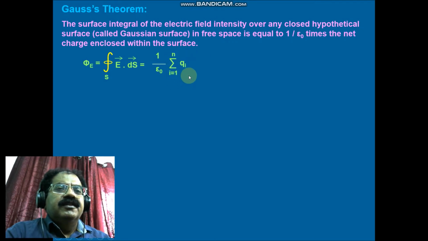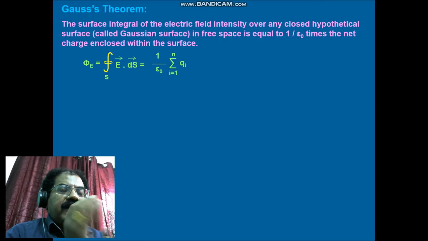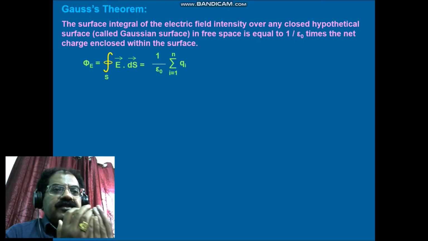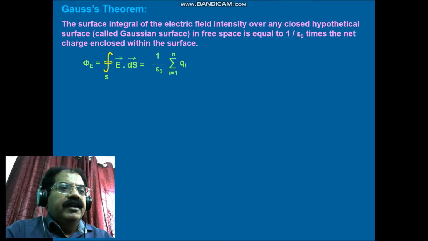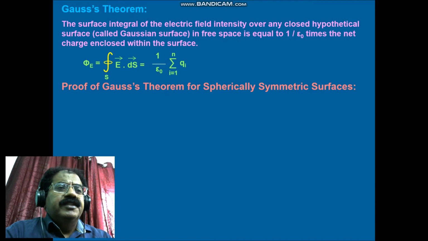Suppose I have one closed surface and I have kept a charge inside, say 1 coulomb, and I have imagined one Gaussian surface around it. Now, how much is the net flux, the total flux, according to Gauss theorem? Take the whole surface. Now let us prove it.